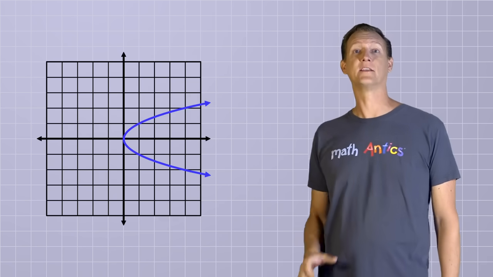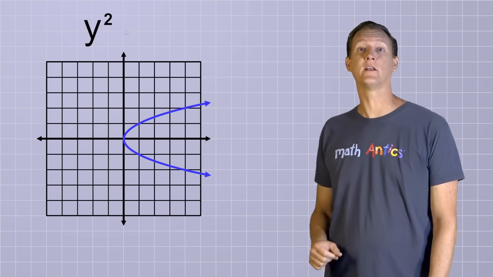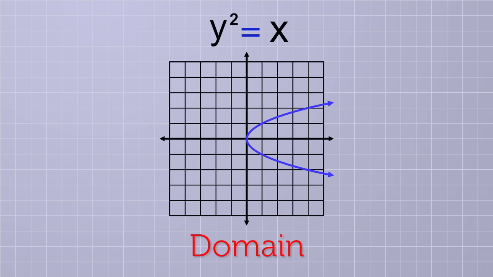Well, here's one. It's the graph of our equation y squared equals x. The domain of this equation doesn't include any negative input values, so there's some places where a vertical line wouldn't intersect the graph at all, and that's okay. And there's one place where the vertical line would intersect the graph at just one point, which is also okay.